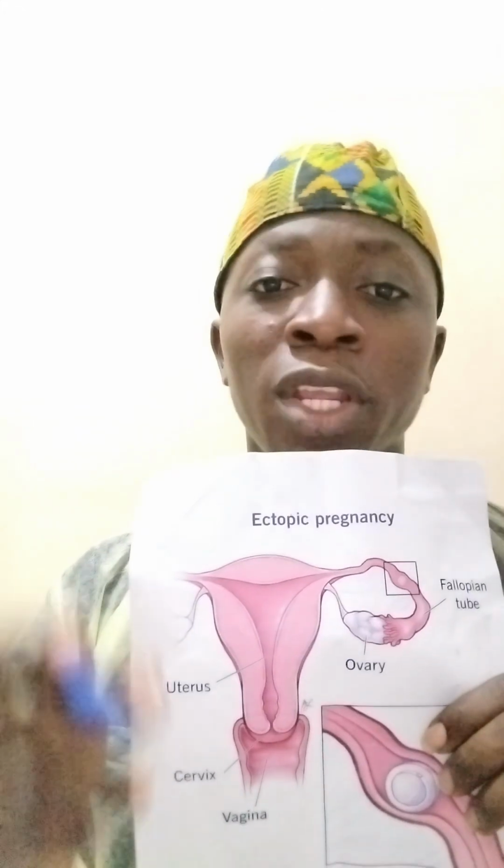So we have here the uterus, and the uterus connects to the two ovaries by the two fallopian tubes. And we have here the cervix and the vaginal canal. Now, the only place that is meant to support the developing fetus during pregnancy is the uterus. And so we say any pregnancy that happens outside the uterus is termed ectopic gestation.